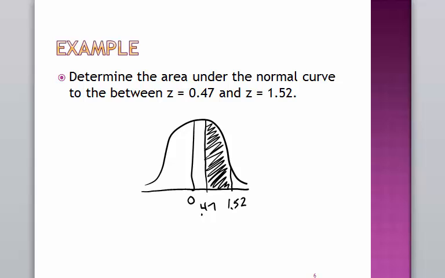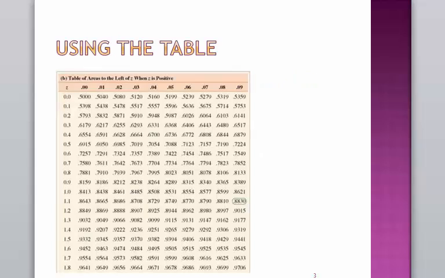So now let's go to our positive table and let's look these two values up. So our first z-score is 0.47. So we're going to look up 0.4 down the left-hand side and a 7 in the hundredths place. And so the area will be 0.6808.